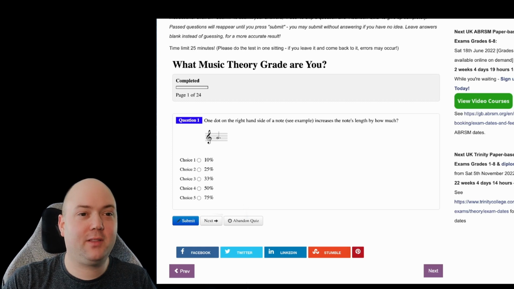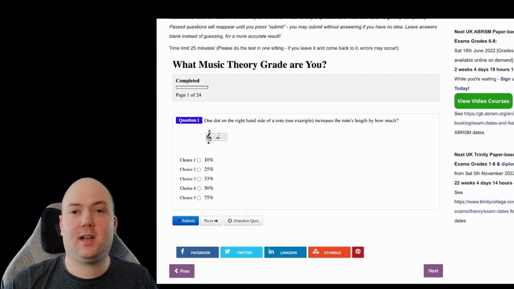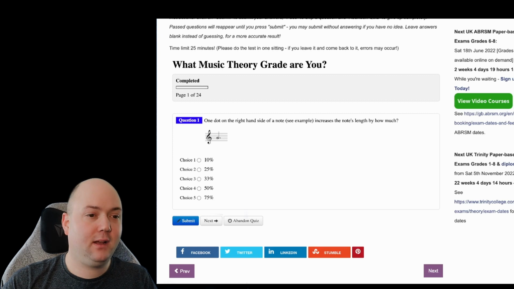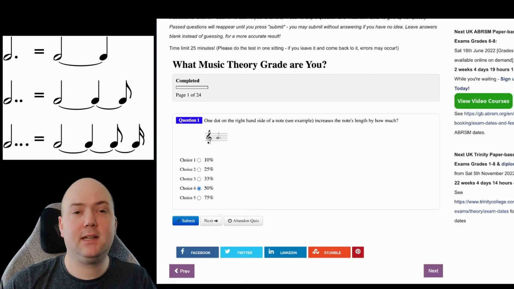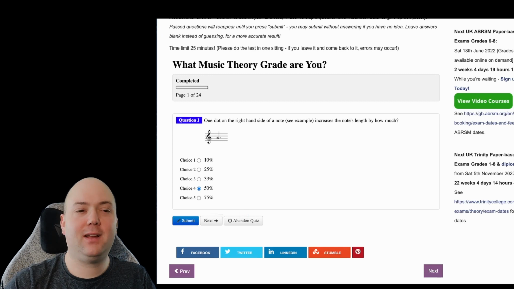So one dot on the right-hand side of the note, like the example below, increases the note length by how much? So the dot, you add half. So for a dotted half note, you would add a quarter because a quarter is a half of a half note. So that's adding 50%. Adding 75% would actually be a double dot. So you add half and add half of the half.